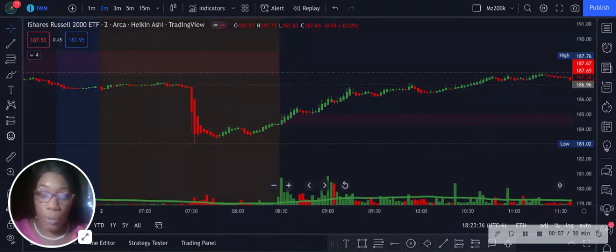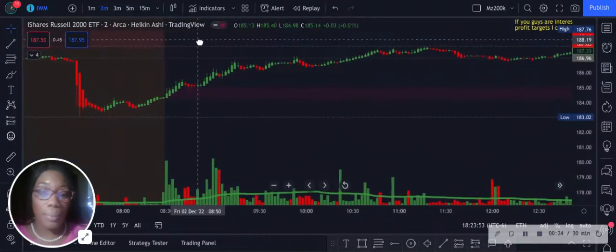I am going to do this video I promised you guys, I guess 2 weeks ago now, on how I have been using the 50% retracement on the Fibonacci to enter the open range breakout.